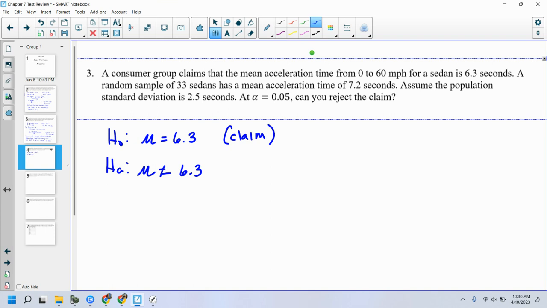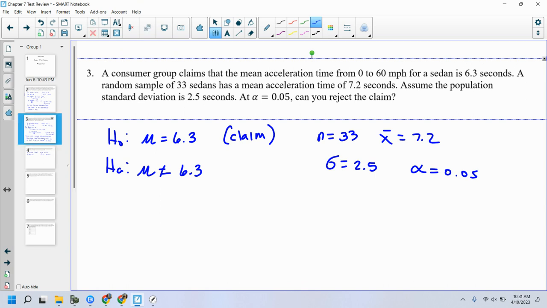A random sample of 33 sedans, okay, n is 33, has a mean, x bar, of 7.2. Assume population standard deviation, sigma, is 2.5 at the alpha 0.05 level. Now, do I even need to recalculate the 0.05 rejection region? I just did it, right? I literally just did it.